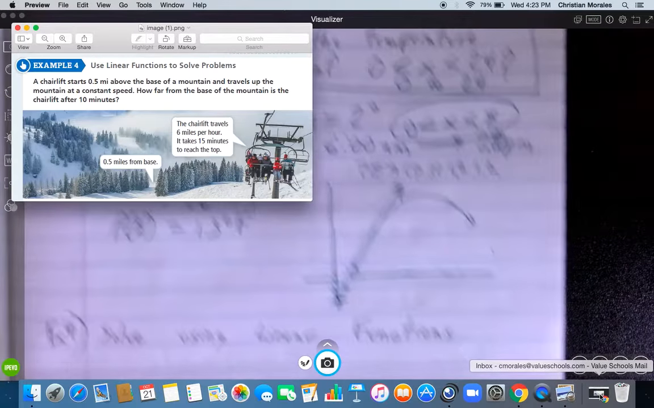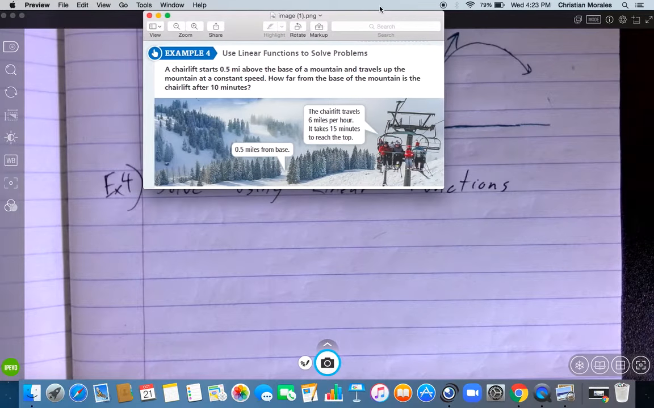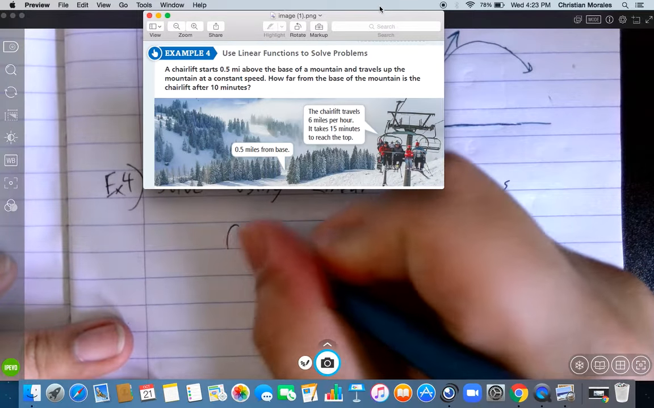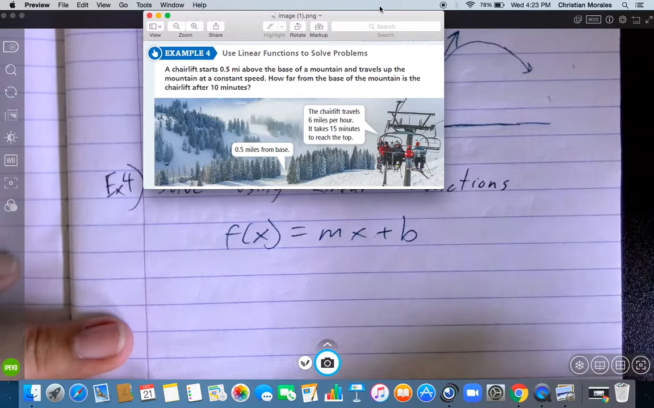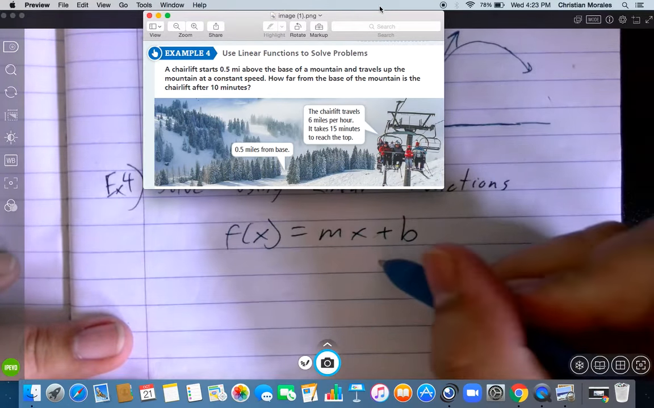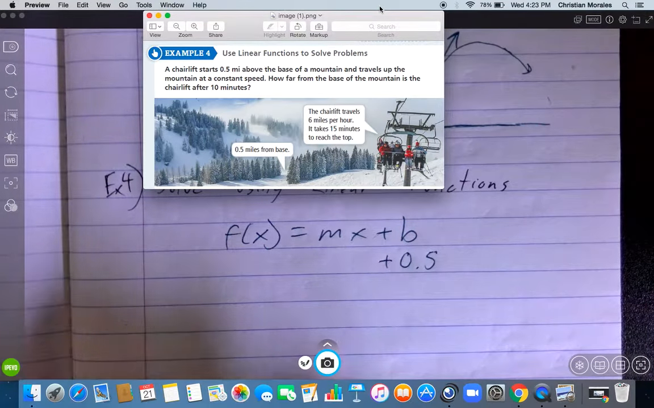Next question, actually the last question for this. I'm going to move this up. Okay. Use linear functions to solve. A chairlift starts at 0.5 miles above the base of a mountain and travels up the mountain at a constant speed. How far from the base of the mountain is the chairlift after 10 minutes? Okay, so your starting point, if we're using the linear function, f of x equals mx plus b, your starting point is at 0.5 from the mountain. So that's your base. That's how far away you are from the base of the mountain. So you're up half a mile.